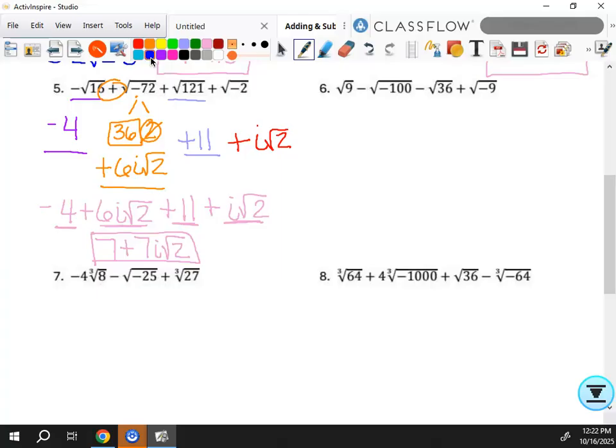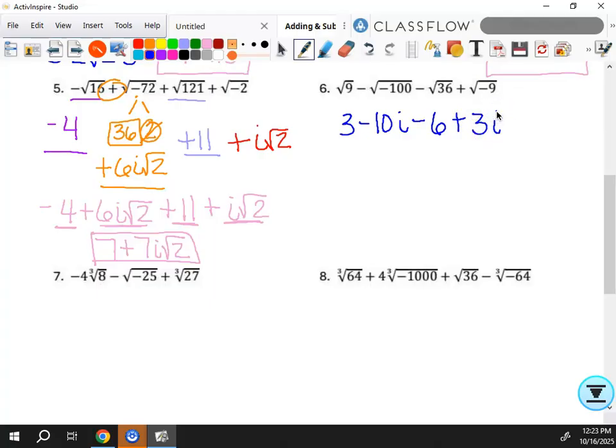All right. Let's look at 6. What's the square root of 9? 3. Thank you. Somebody's paying attention. And then minus, what's the square root of 100? 10. But what else do I need? I. Thank you. Then I have minus, what's the square root of 36? 6. Then plus 3i. Good.